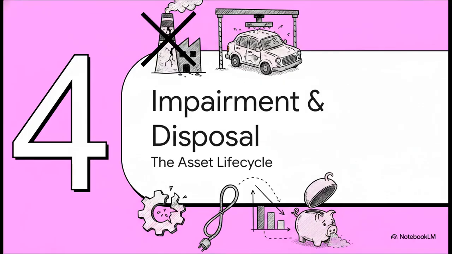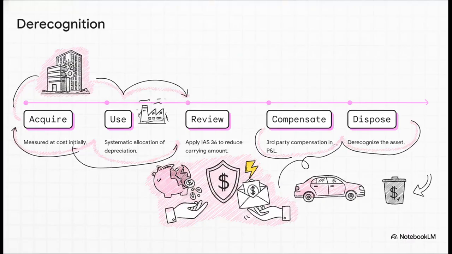Moving into Section 4, Impairment and Derecognition. So every asset eventually leaves the balance sheet, right? A truly critical rule in IAS 16 is that you have to treat impairments, third-party compensation, like an insurance payout for a fire, and the subsequent replacement of that asset as three entirely separate economic events. Do not just net them all together into one messy journal entry. Treat each phase of this life cycle independently.